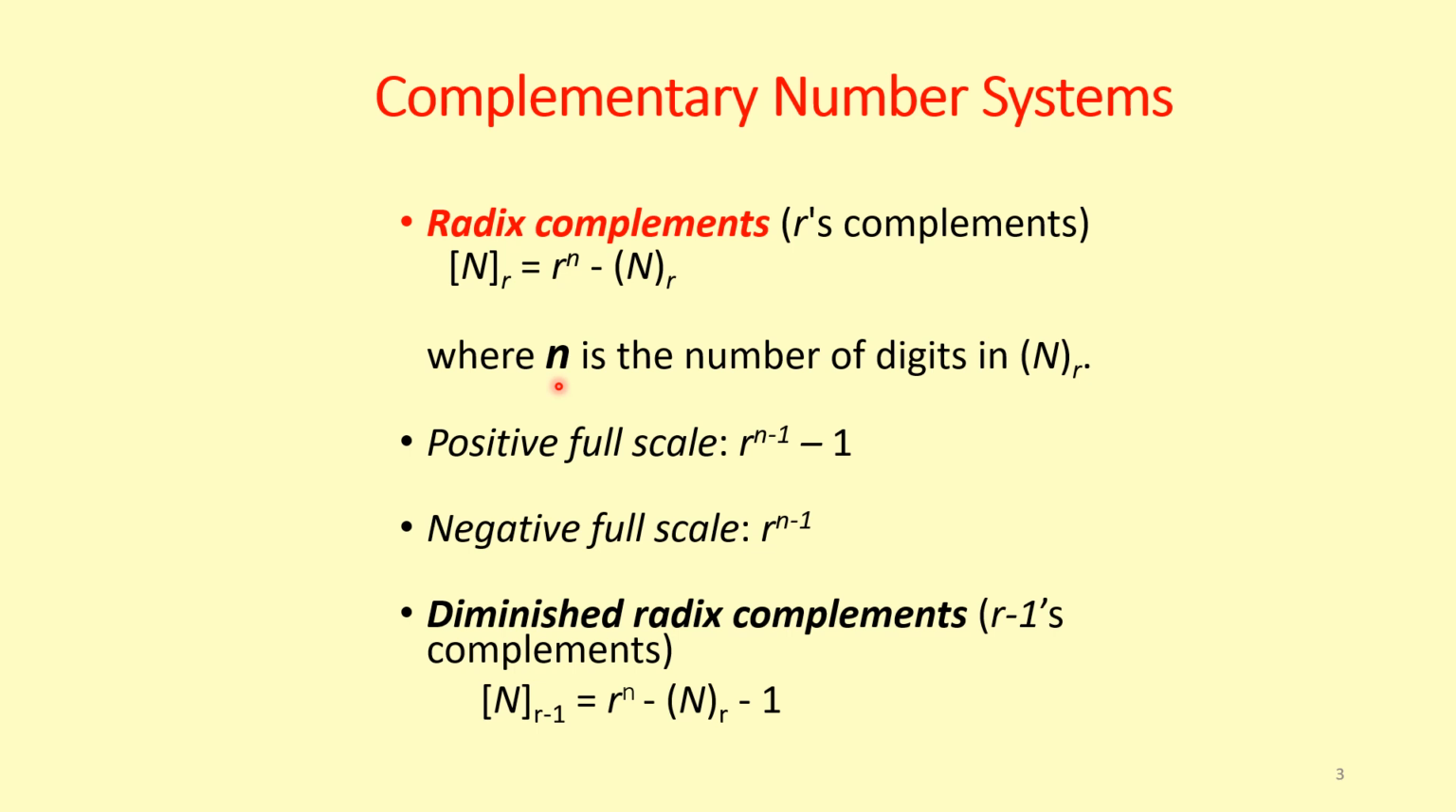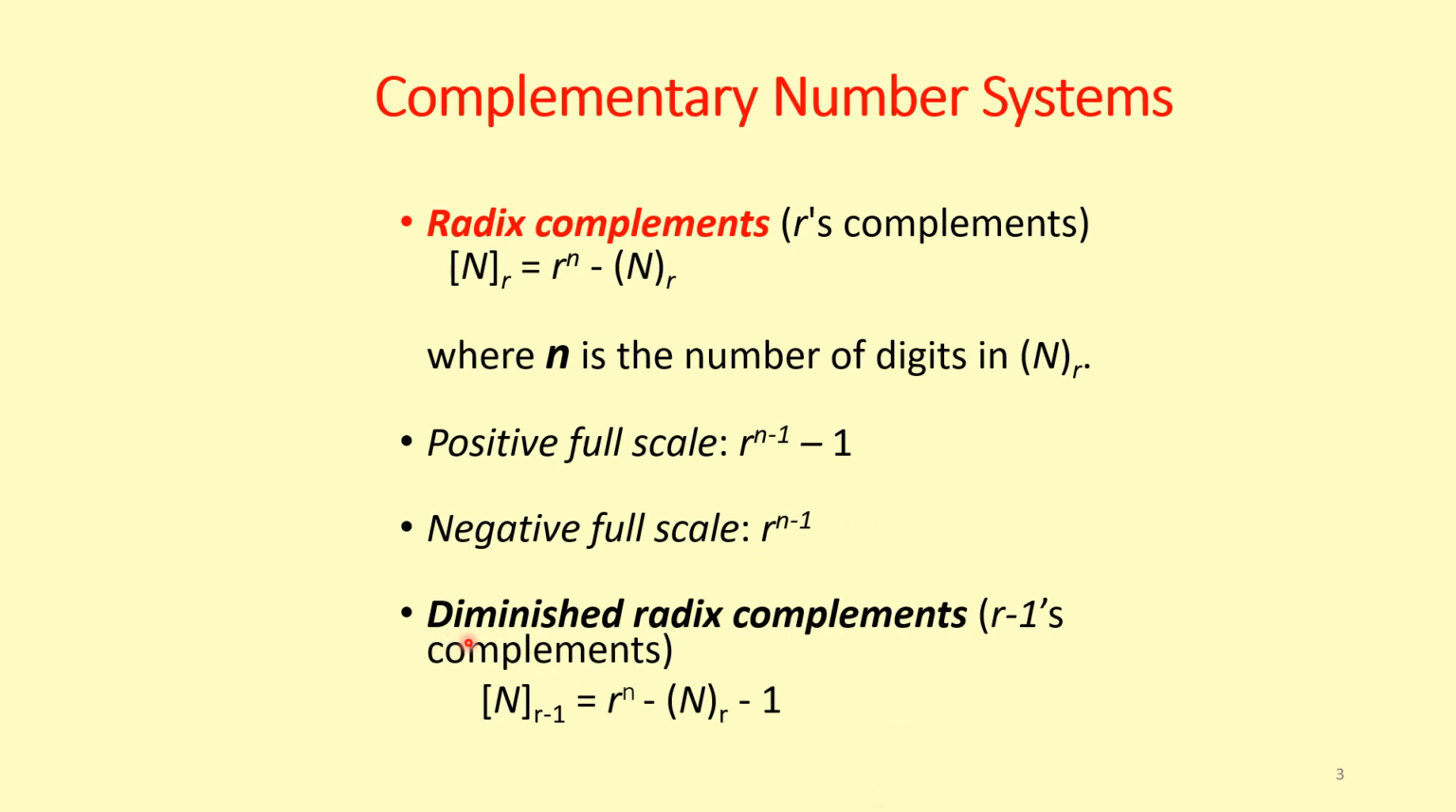Okay, so for a number system you can use a 2's complement number system, and in a 2's complement number system with n bits you can represent 2 to the power n minus 1 minus 1 positive numbers, and 2 to the power n minus 1 negative numbers.